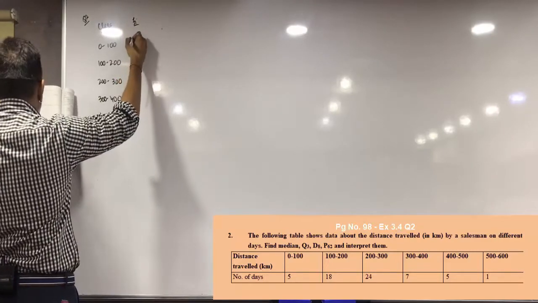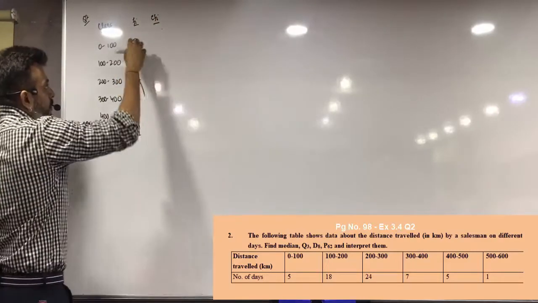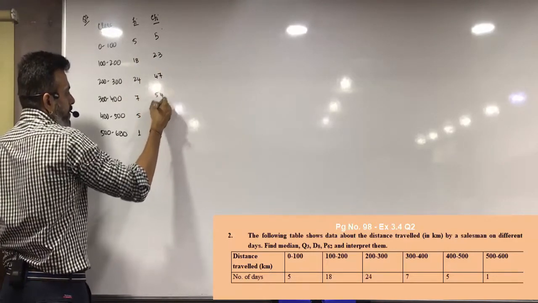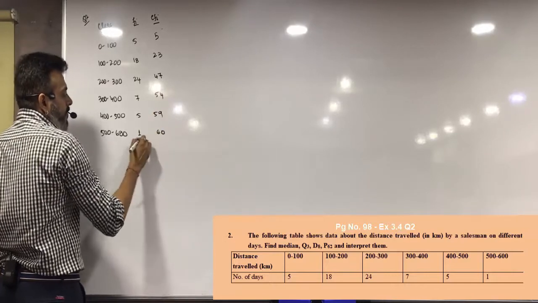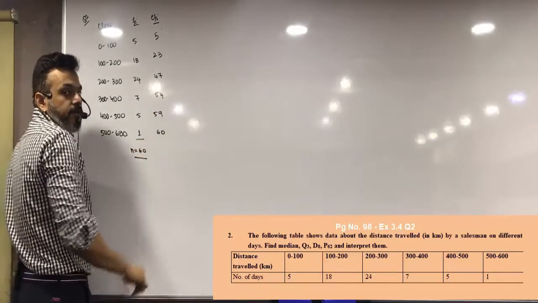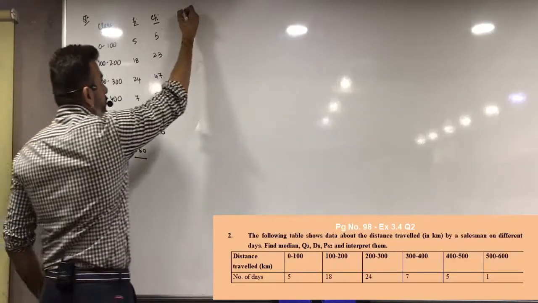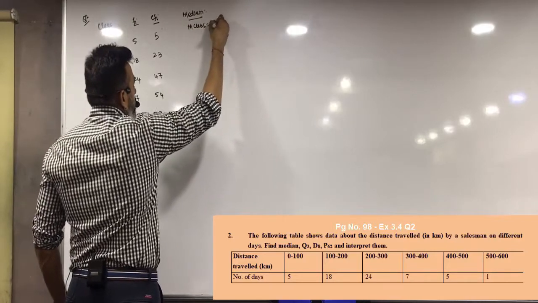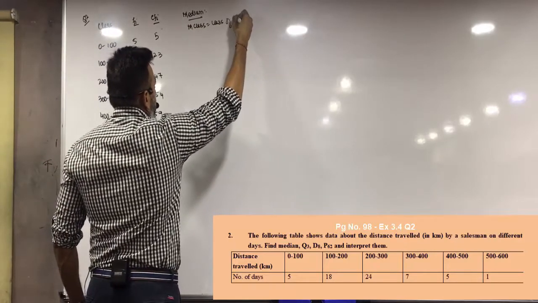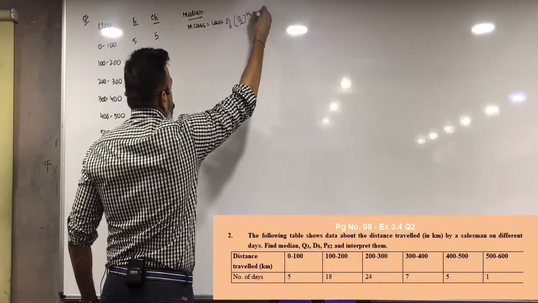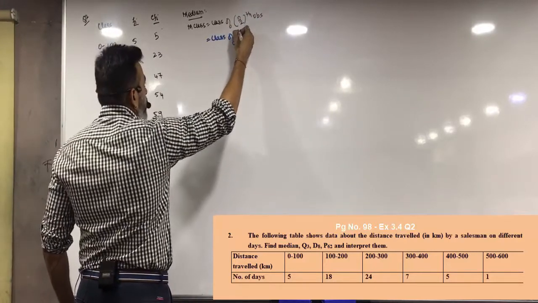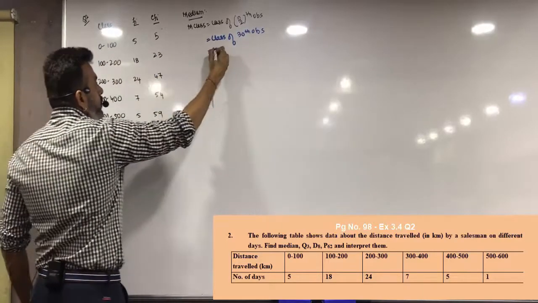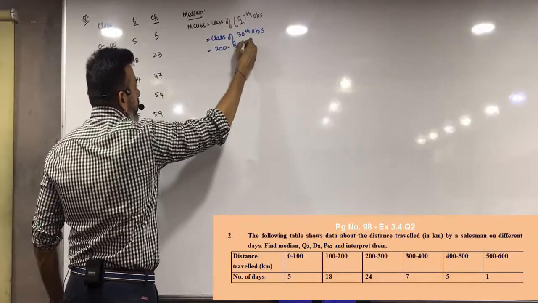Frequency, number of days, cumulative frequency: 5, 23, 47, 54, 59 and 60. So n is equal to 60. Now, first we find the median. Basically, the median class is the class of the n by 2th observation. Class of 60 by 2 is the 30th observation, which is 200 to 300.